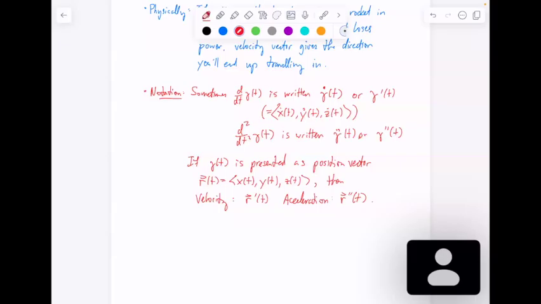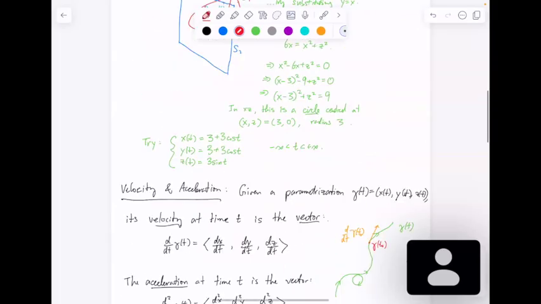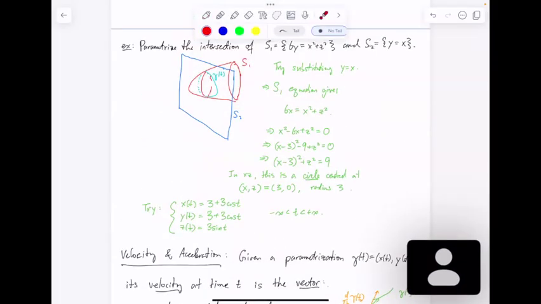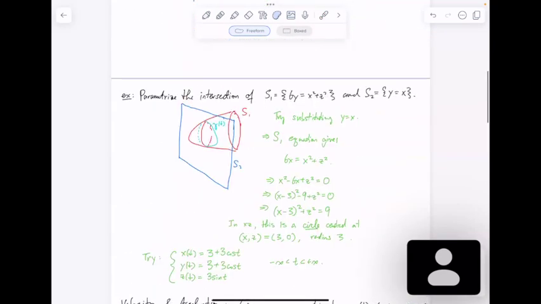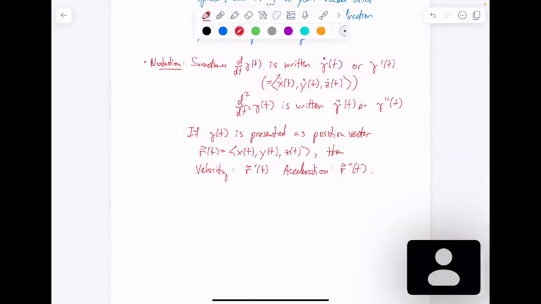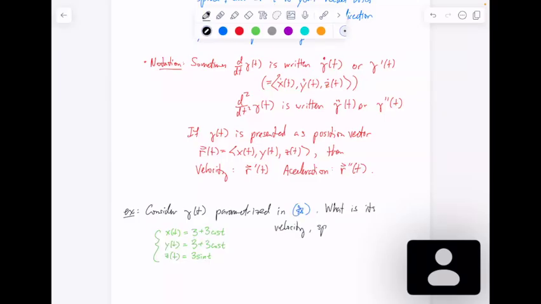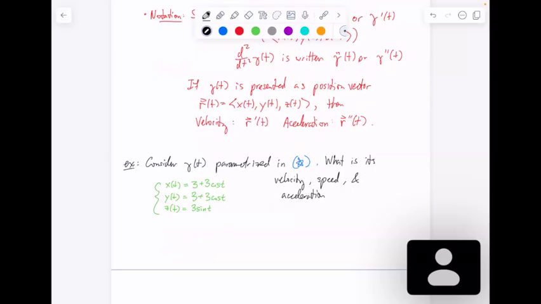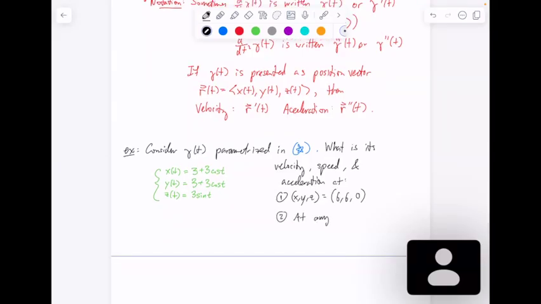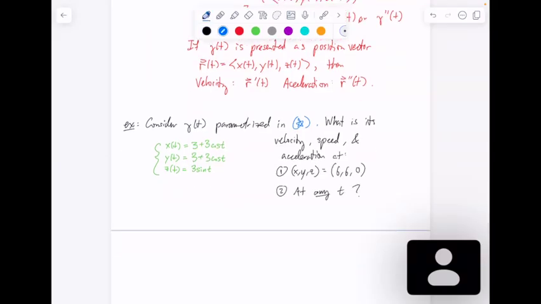Okay, let's do a practice, which is let's now take the curve gamma t again, which we've already presented here. In fact, let me label this in green. So, example: consider the curve gamma t parametrized from the example here. What is its velocity, speed, and acceleration at the point xyz equal to 6, 6, 0, and at any time? All right, so let's try and answer this.